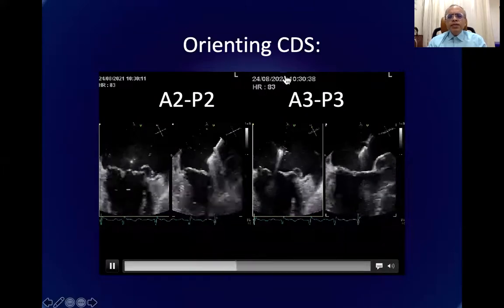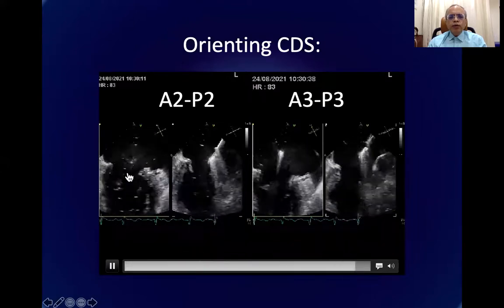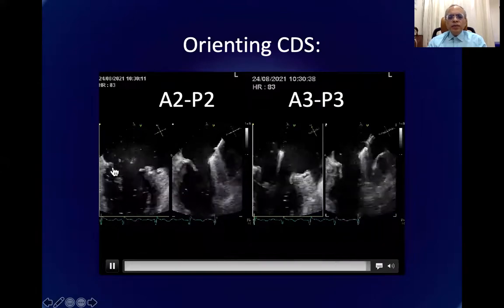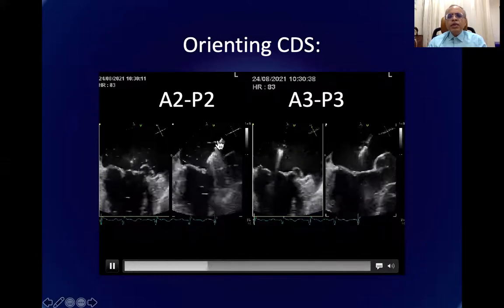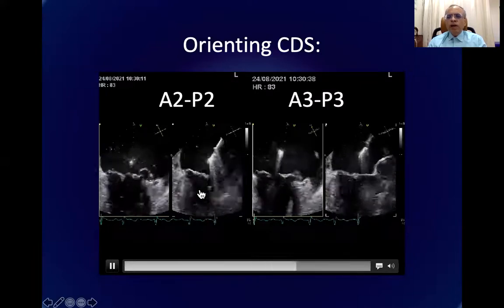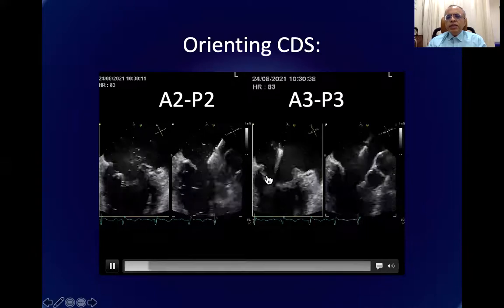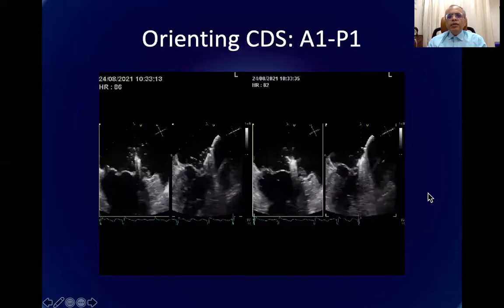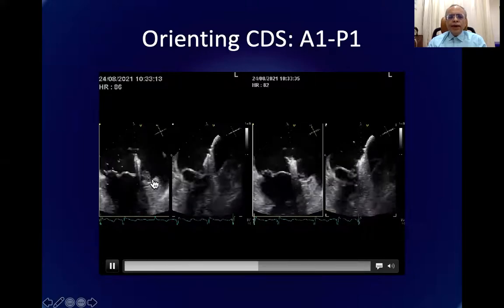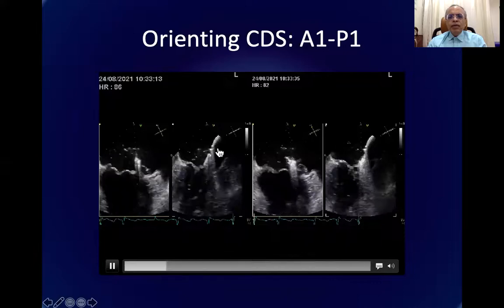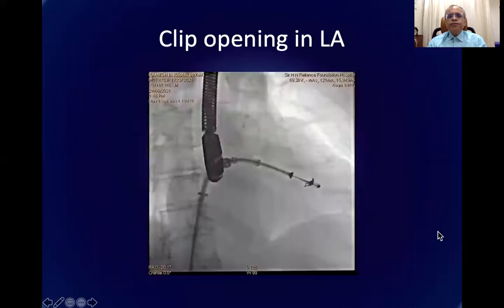So in this particular patient, you can see that the clip delivery system is exactly on A2 P2, and this you can see in the bicommissural view, and also you can look in the long axis view that it is towards the center of the valve. While here you can see that the clip delivery system is medially towards the A3P3. Now in this particular patient, you can see that the clip delivery system is more lateral towards the A1P1, and in the long axis view, it is in the center of the mitral leaflet.